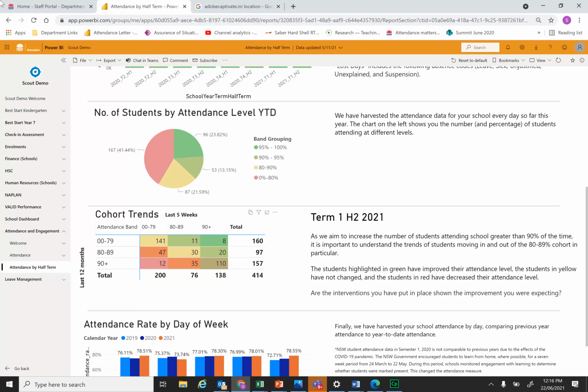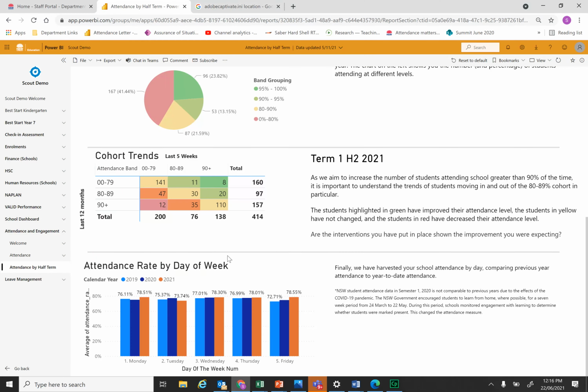When we have a look, though, in the 80 to 89 or tier 1 range, 35 of our students previously over the last 12 months were in 90% plus. So they've actually gone backwards, and that'll be 35 students that we'd need to identify. 30 have remained constant, and 11 have improved from the 0 to 79 range. So overall, some good things happening for the school.